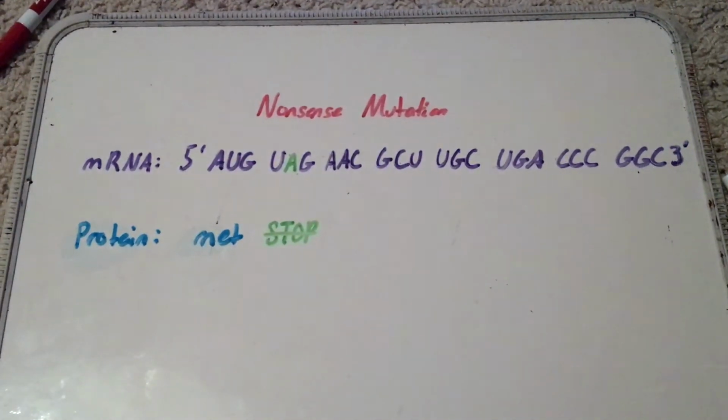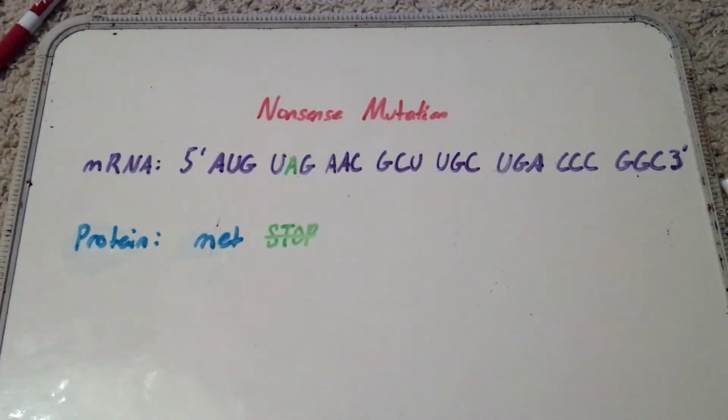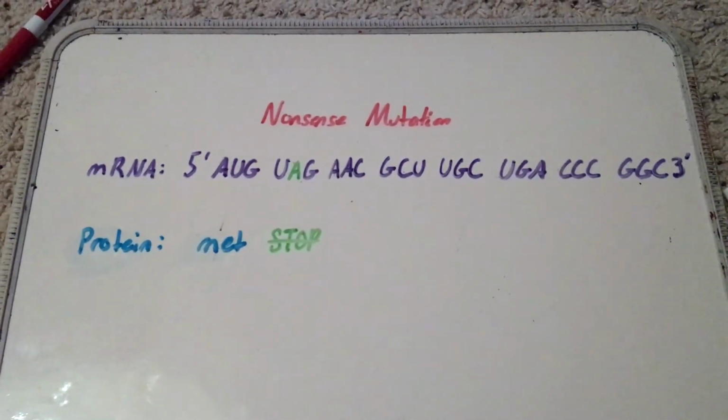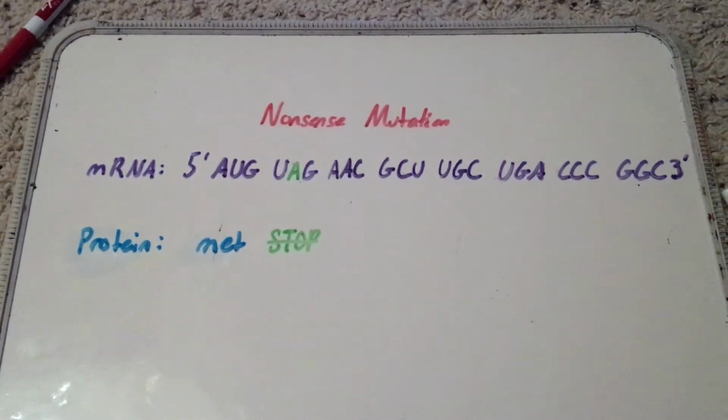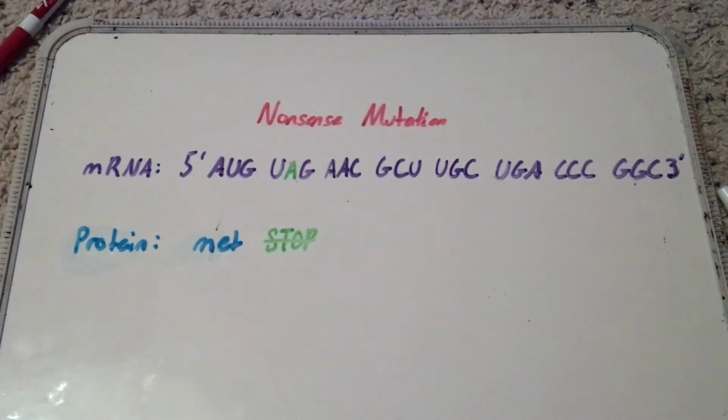A nonsense mutation causes a shorter amino acid chain due to a codon being changed to a premature stop codon. Here, this G is changed to an A in a transition. This causes the codon to become a stop codon, which severely affects the protein's function.